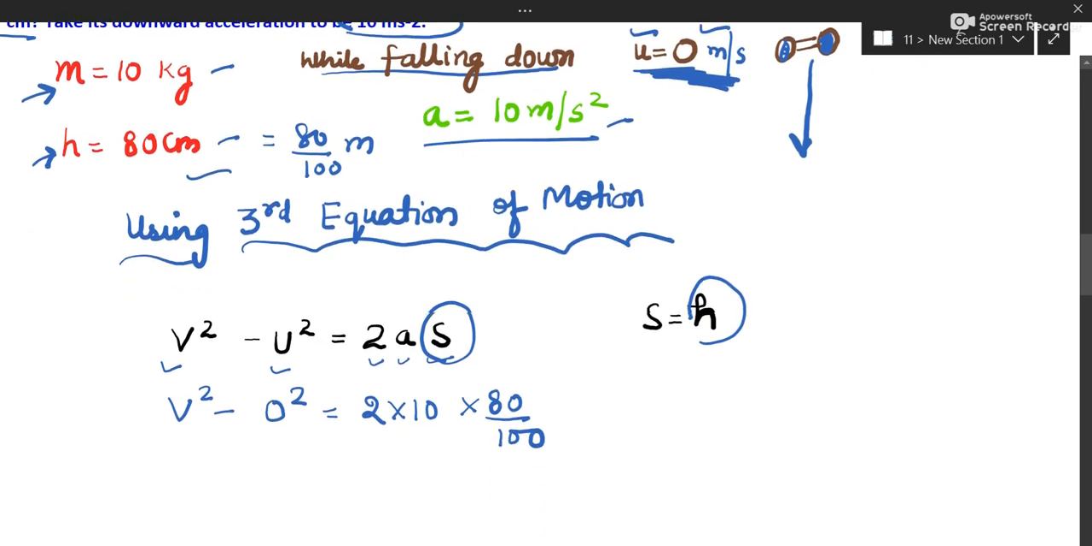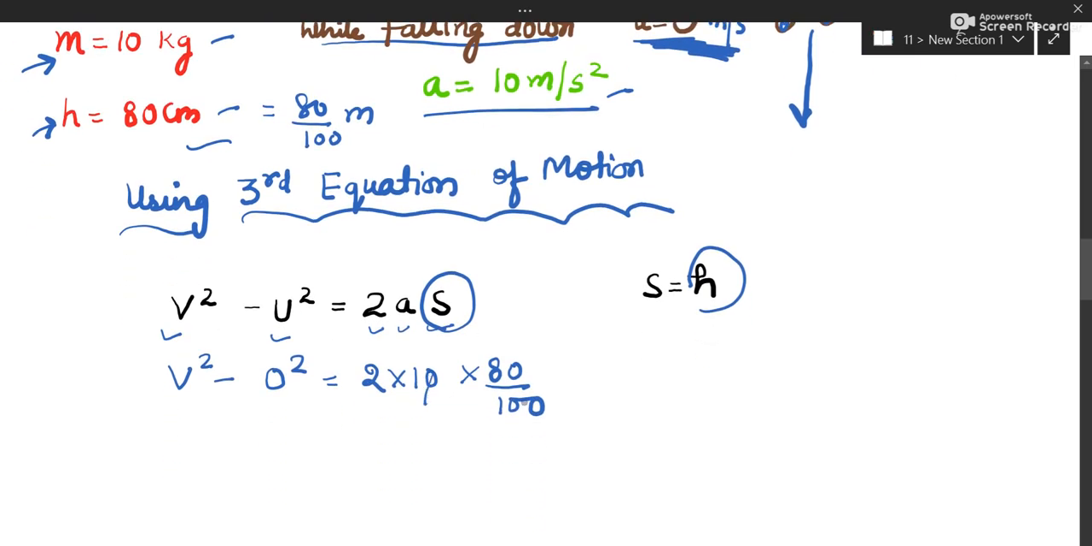So let us find out v from here. The u terms are 0 and cancelled. 2 into 8 is 16. So v square is 16. That means your final velocity with which the dumbbell hits the ground is 4 meter per second.